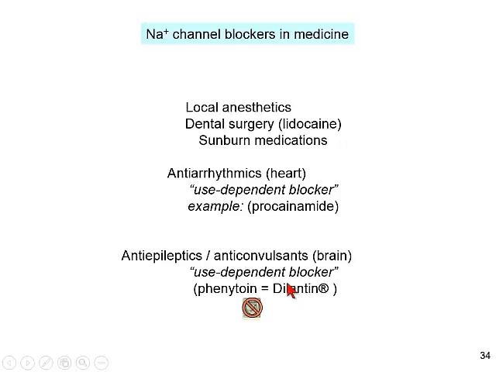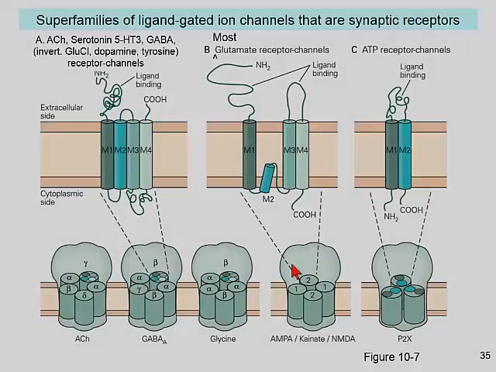So, local anesthetics, which block even if the channel doesn't open, are useful for dental surgery, for sunburn medications. Use-dependent blockers that actually get stuck in the channel are quite useful for anti-arrhythmic drugs or for anti-epileptics. Any questions?